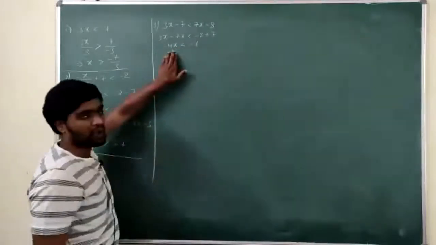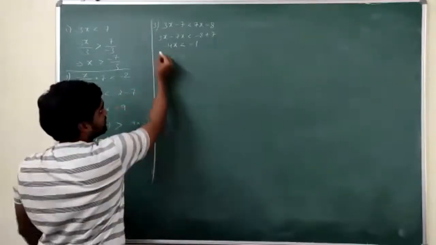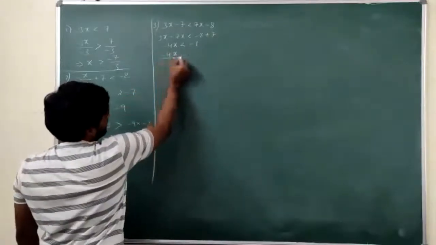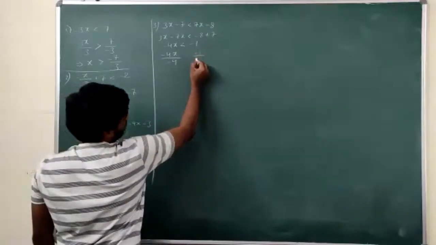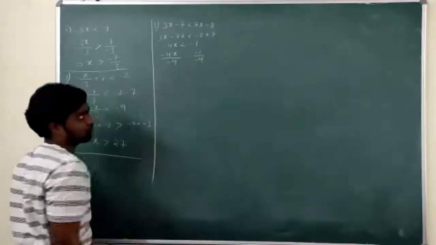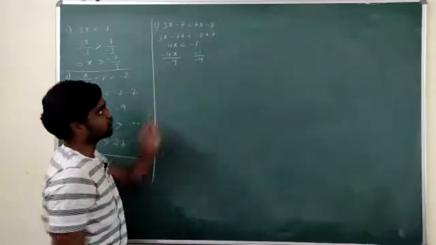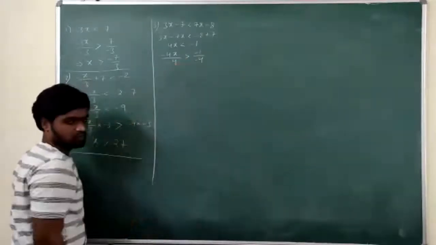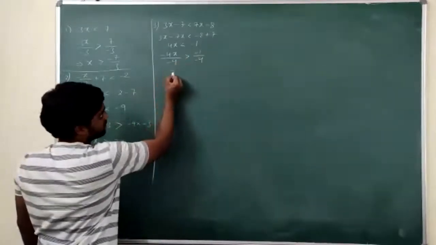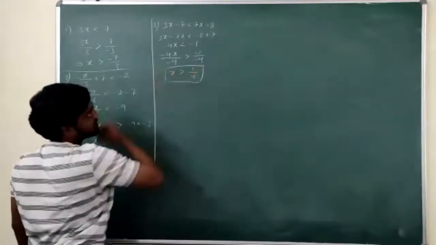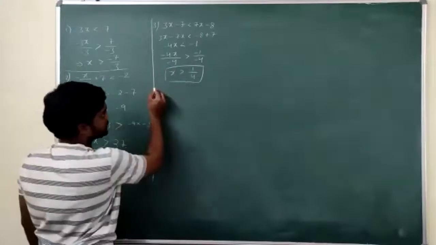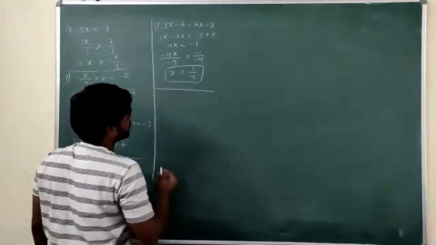Now to remove minus 4 from LHS, I will divide with minus 4. Minus 4x by minus 4, and minus 1 by minus 4. On dividing with a negative number on both sides, inequality changes. So it becomes greater than. So x is greater than 1 by 4. That is the answer for this. Okay. Next one.